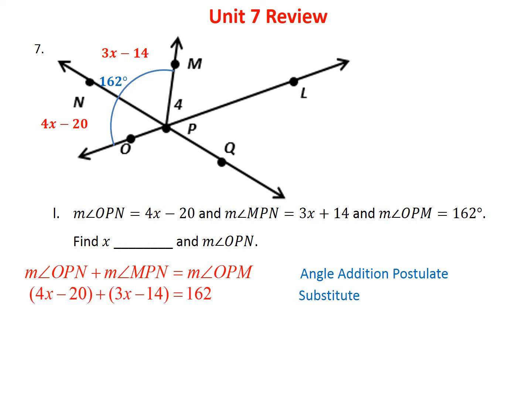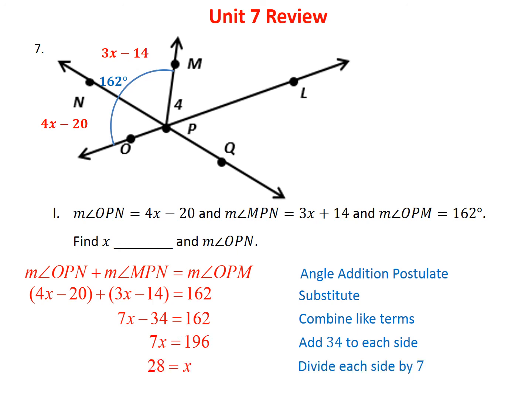So we know that 4x minus 20 plus 3x plus 14 equals the whole angle, 162. So let's combine terms. 4x plus 3x is 7x. Minus 20 plus 14 is minus 6. Now we have a 2-step equation. Undo the subtract by adding to both sides. Undo the 7 times x by dividing by 7 on both sides, and we find out that x is 28. Now they want to know what's the measure of OPN. So the measure of OPN is 4x minus 20, so I'll put in the 28. 4 times 28 minus 20, or 112 minus 20, and the answer is OPN equals 92. If you wanted to make sure that you were right on this problem, you could also solve for the measure of MPN and make sure that those 2 add to 162.